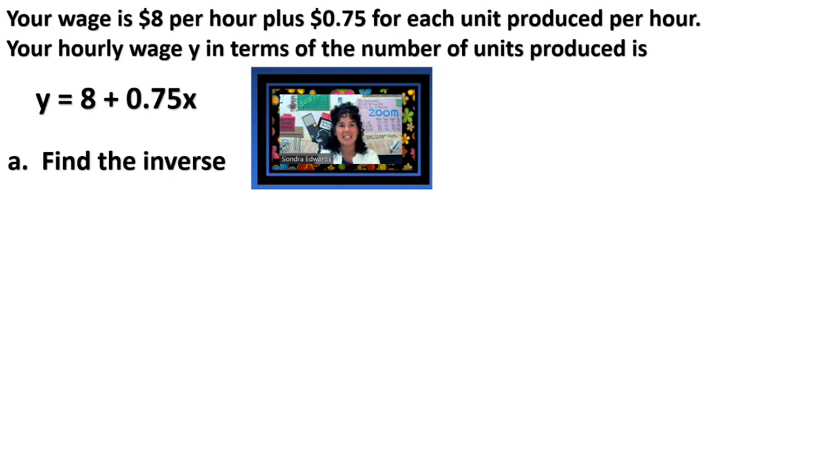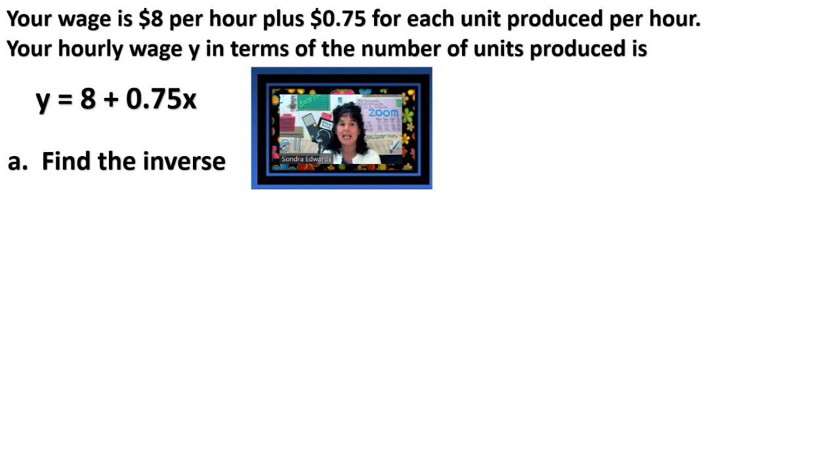Your wage is $8 per hour plus 75 cents for each unit produced per hour. Your hourly wage, y, in terms of the number of units produced is y equals 8 plus 0.75x. All right, let's just dig into that a little bit to make sure you understand the equation one more time.